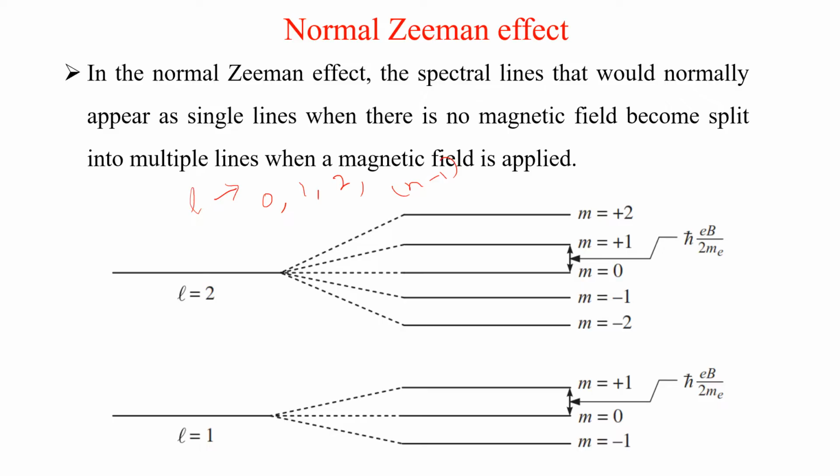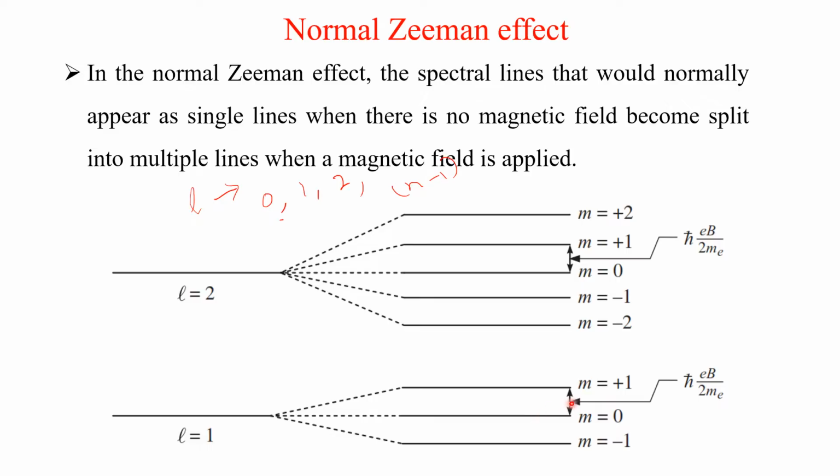When L equal to 1, naturally M can take values from minus 1 to plus 1, like I have shown. Minus 1, 0, which is an integer value, and plus 1. If L equal to 2, then M will become minus 2 to plus 2: minus 2, minus 1, 0, plus 1, plus 2. So it will go like this. You can easily identify that when you apply magnetic field, you will get an odd number of lines.